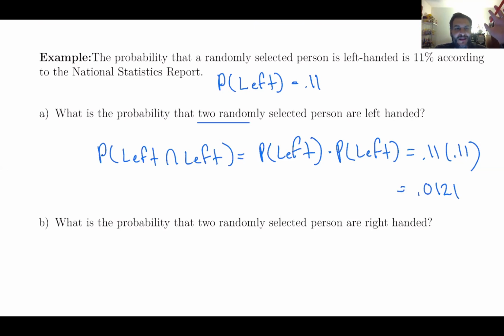All right, so let's do B. For B, I'm going to show you how to do it two different ways, notation-wise. It says, what is the probability that two randomly selected persons are right-handed? For this one, once again, we're randomly selecting two people.